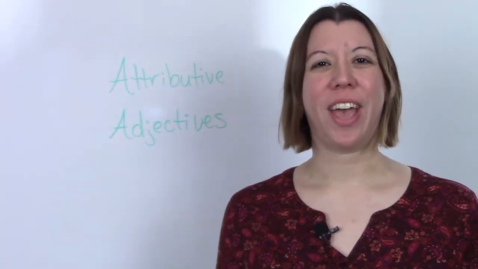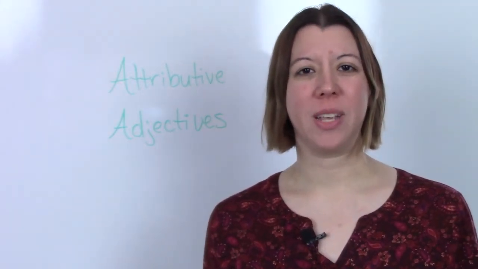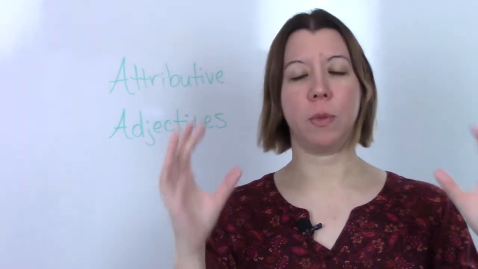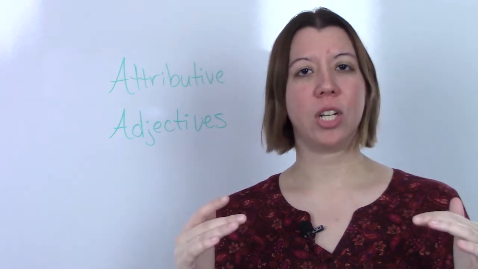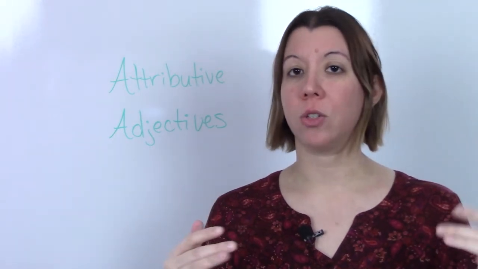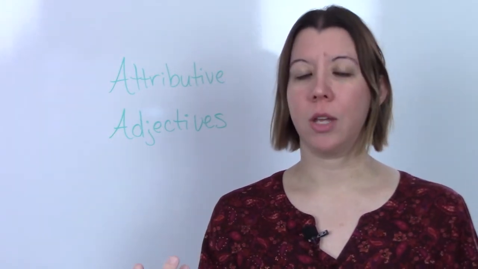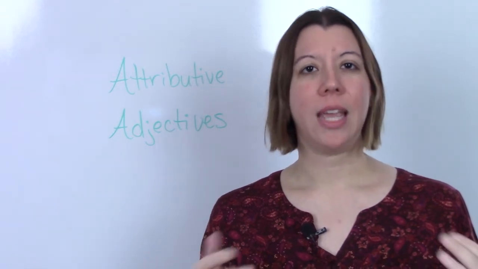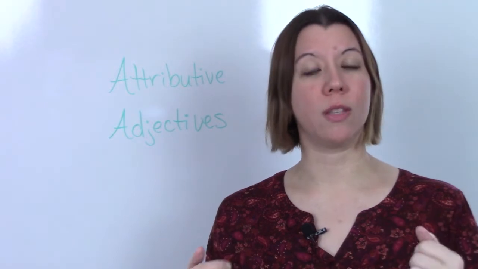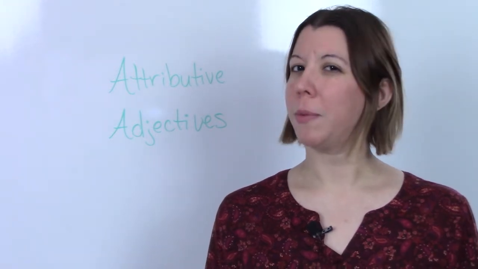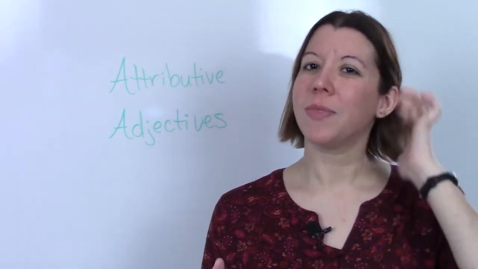Here we go, learners. Attributive adjectives. Let's break it down. An attribute is a characteristic or feature of something. An adjective is a word that modifies or describes a noun. So an attributive adjective is a word that modifies a noun that describes its characteristics or its features. You know them probably just as adjectives.